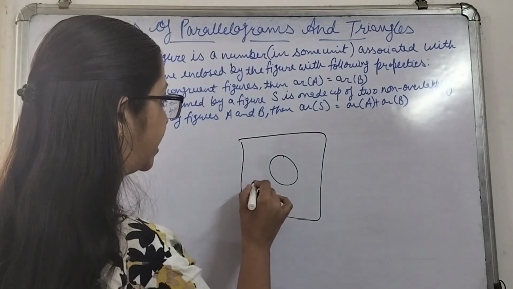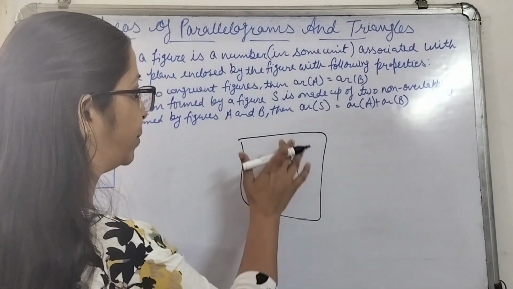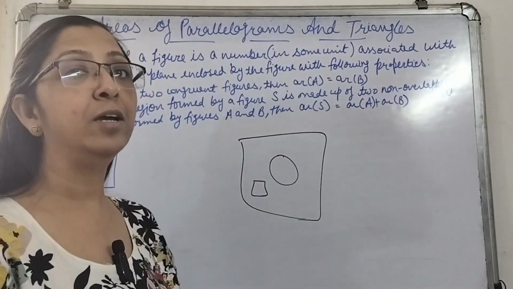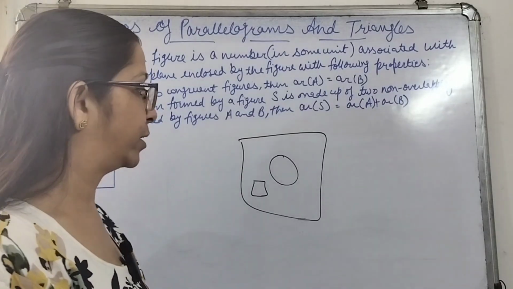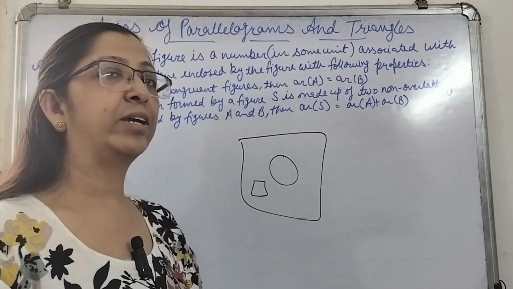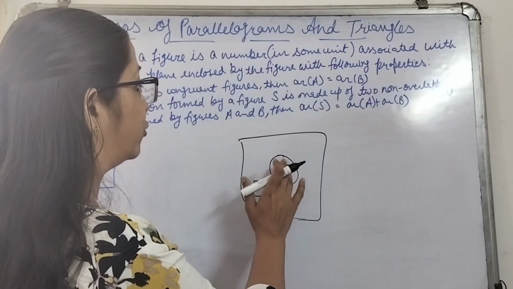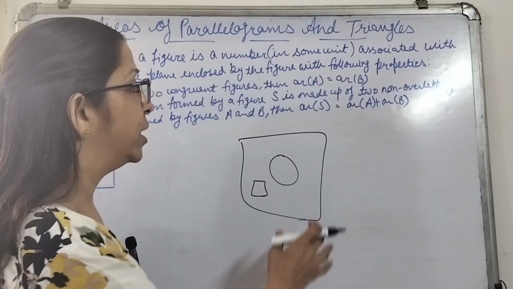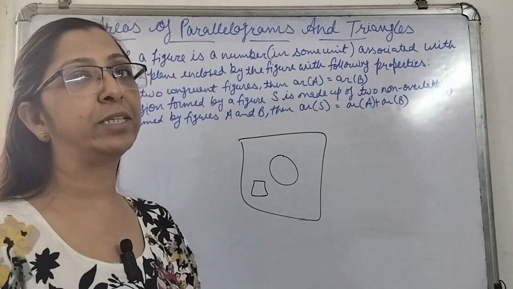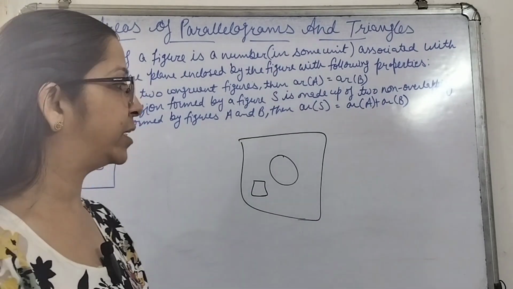Suppose I am taking this as the figure, then the part of the plane which is enclosed by this figure will be the area of the figure. So the area of the figure has a numerical value with a unit. The numerical value with a unit which shows the part of the plane which is enclosed by the figure is known as the area.